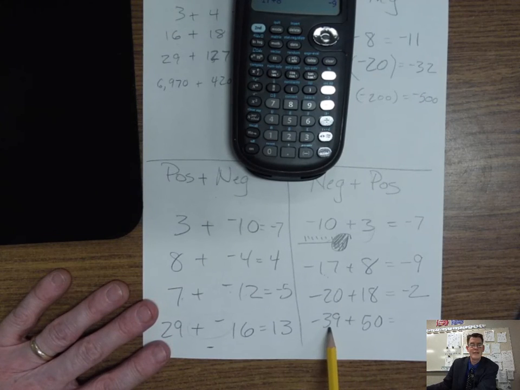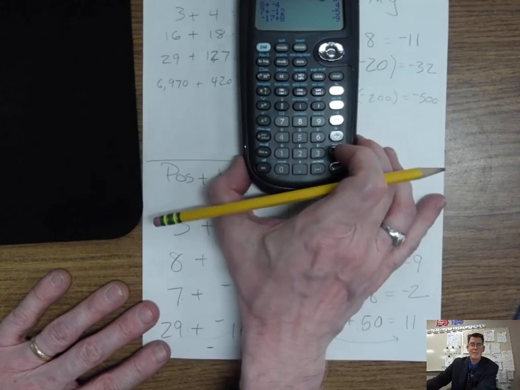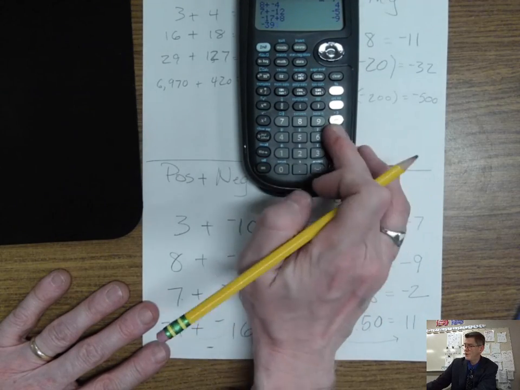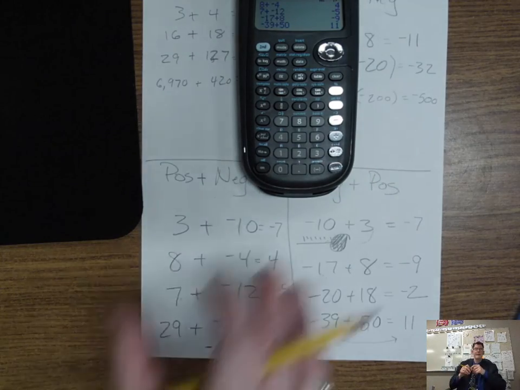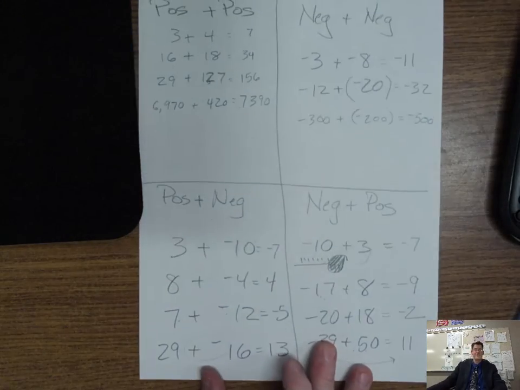And then finally, negative 39. If I add 50 to that, that's going to take me past 0. 39 of those are going to go to 0, and I'll have 11 left over. And to make sure, negative 39 plus 50 is 11.